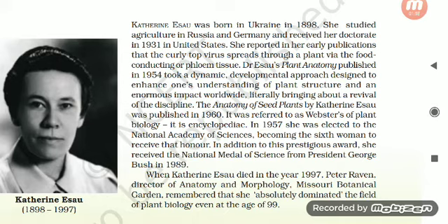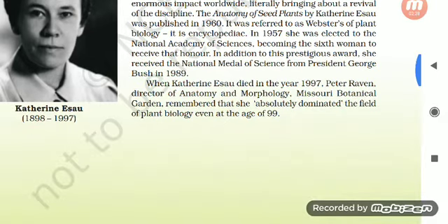The Anatomy of Seed Plants by Katherine Esau was published in 1960. It was referred to as the Webster's of plant biology. It is encyclopedic. In 1957, she was elected to the National Academy of Sciences, becoming the sixth woman to receive that honor. In addition to this prestigious award, she received the National Medal of Science from President George Bush in 1989. When Katherine Esau died in 1997, Peter Raven, director of the Missouri Botanical Garden, remembered that she absolutely dominated the field of plant biology even at the age of 99.